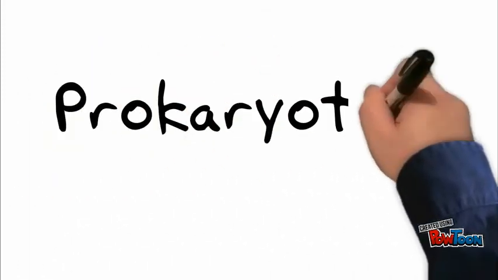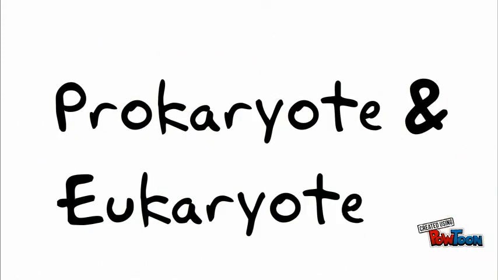There are two main types of cells, prokaryote and eukaryote. So prokaryote cells are cells without a nucleus, and eukaryote cells are cells with a nucleus. For the rest of this video, I'll be going through some of the key components of a eukaryote cell.